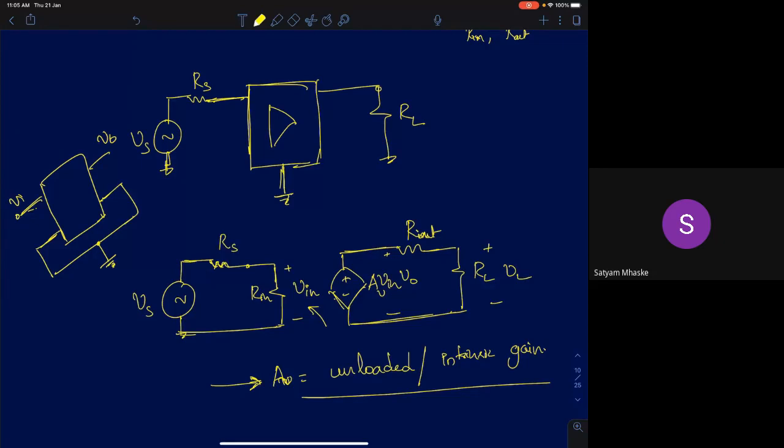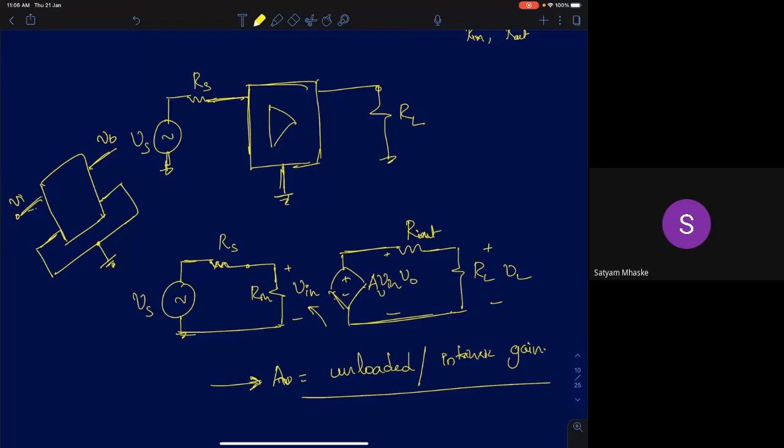This can be a voltage amplifier, current amplifier, transconductance amplifier, or a transresistance or transimpedance amplifier. So in all the four cases, typically the device turns out to be a three-terminal device. Okay, so this amplifier can be your BJT, MOSFET, or a vacuum tube amplifier. All these devices end up having three terminals.